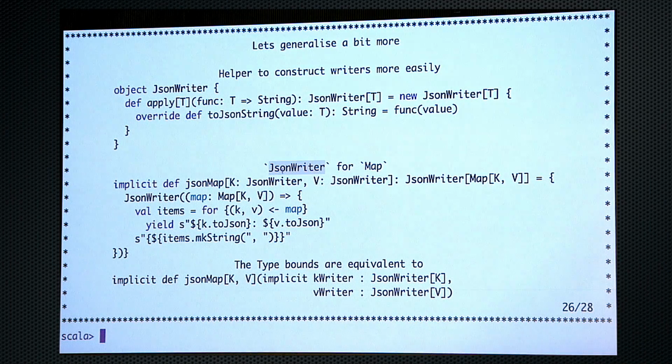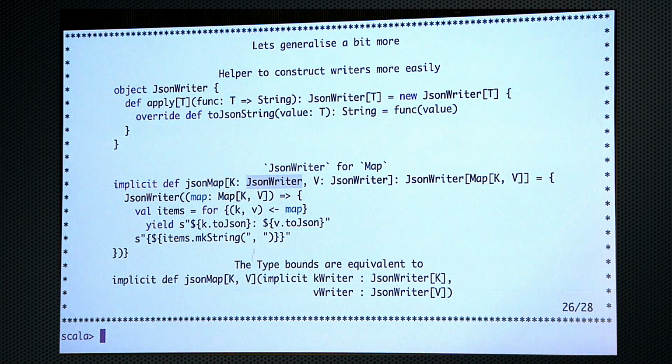Now we can define a JSON writer for map. And maps are really usable for JSON because, well, most of the times we're talking about key-value pairs when using JSON. So this is quite a natural abstraction for JSON. I use some special syntax here, which is similar to the view bounds we saw earlier. These are actually called type bounds. So what this means is that for our key type, for our map, we will only allow this method to be called if there is a JSON writer for this key type.